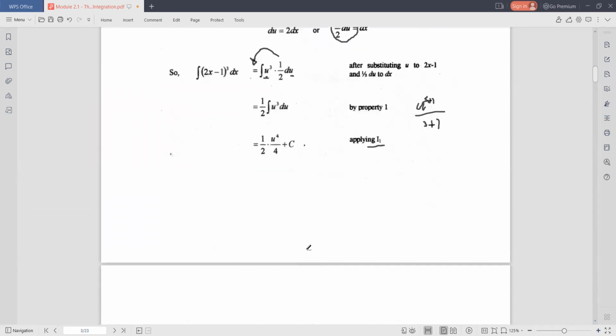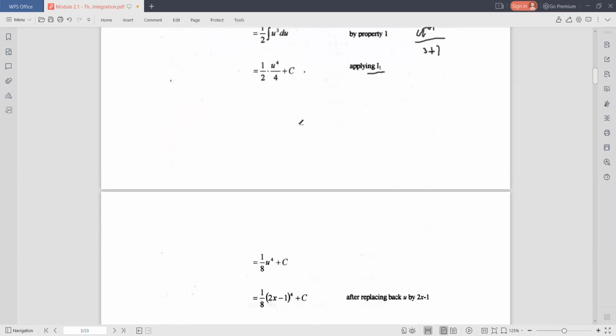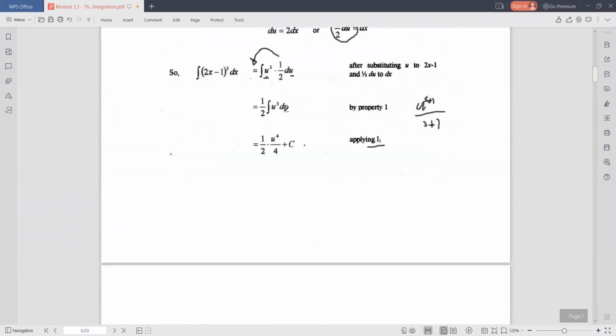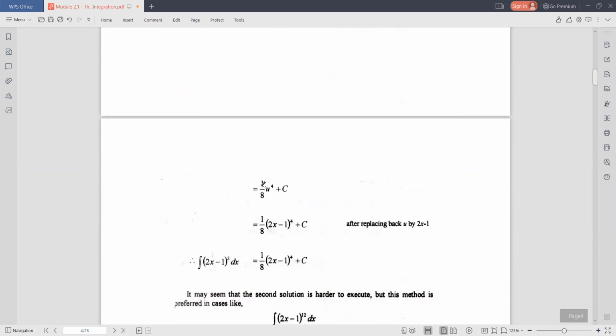Okay, then simplify natin. So that is 1/8 u raised to 4 plus c. Okay, may plus c na kita diyan. Kaya gin-integrate na natin. Okay, so this part gin-integrate natin, so equivalent niya is ito. Then simplify, that is 1/8 u raised to 4 plus c.